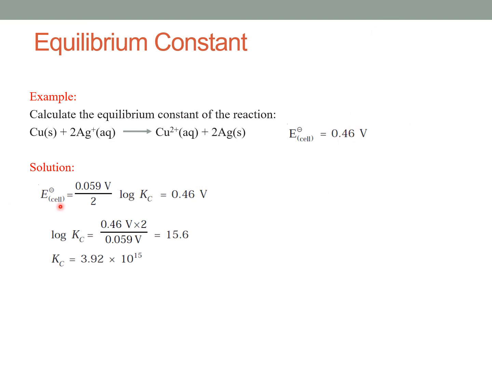And you can use the simplified form: E0 cell, that is the standard reduction potential of the cell, equal to 0.059 by 2 log Kc. V represents the unit only here. So this log Kc we need to find out. 0.46 was given for the standard reduction potential. So log Kc equal to 0.46 multiplied by 2 divided by 0.059, that equals 15.6. So Kc equal to 3.92 into 10 power 50. So this is the simplest way one can get the equilibrium constant without finding the concentrations of the individual ions.